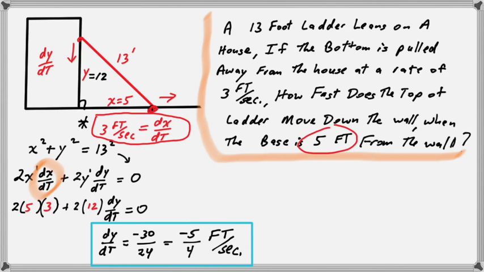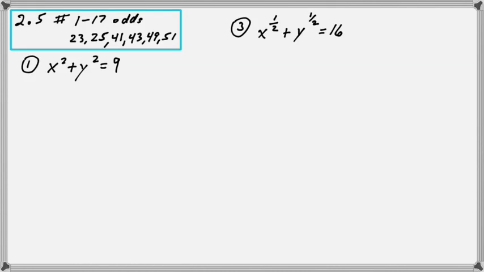Let's go back to 2.5 and look at some questions from the assignment. Okay, your assignment in 2.5 is going to be 1 to 17 odds, 23, 25, 41, 43, 49, and 51. That gives you a couple of tangent line questions and a couple of second derivative questions. So, number 1, I think we've done already, but let's do it again.